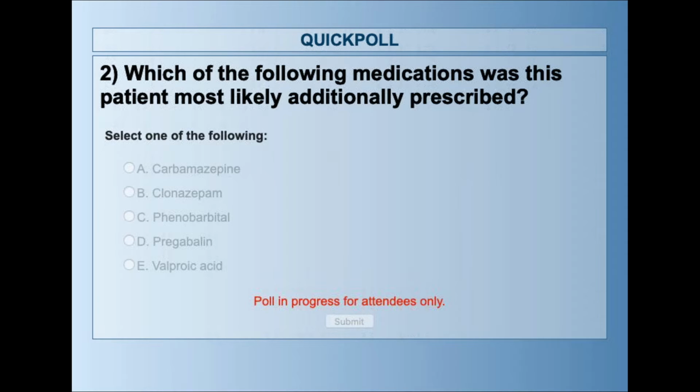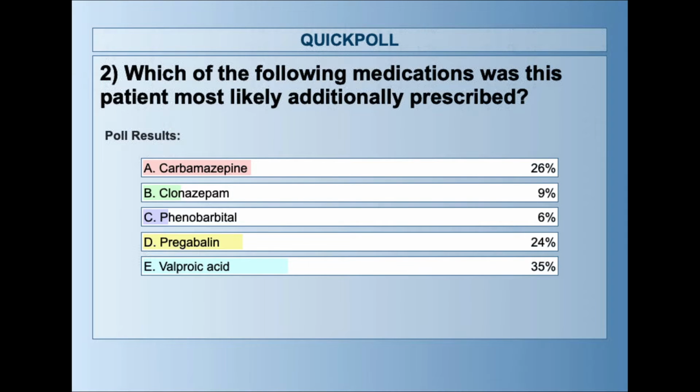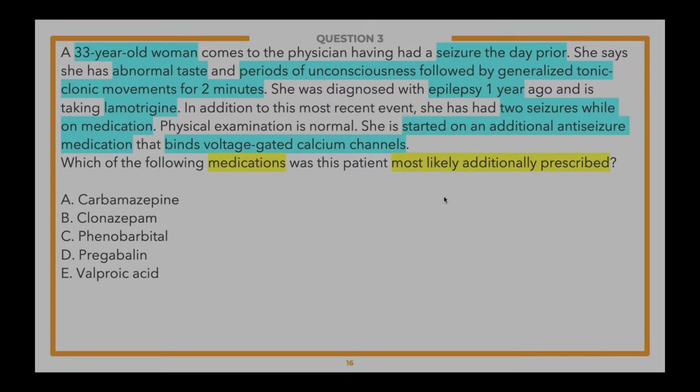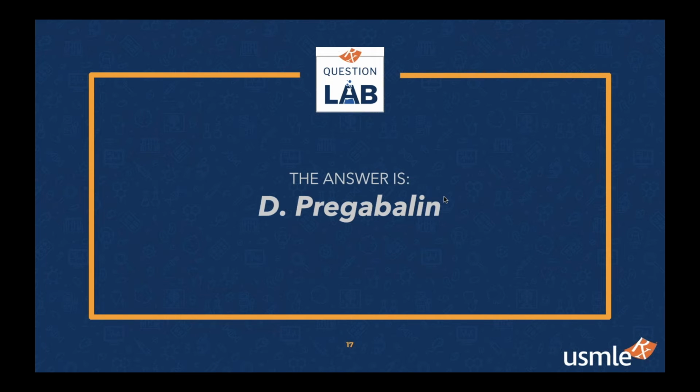All right, well, let's take a look and see what you selected. It was close, kind of. Valproic acid in first place with 35%, and in second and third place are pretty close, carbamazepine, followed by pregabalin. So let's take a look and see what the correct answer is. And the correct answer is D, pregabalin, and 24% of you got it right. So definitely a tough question.